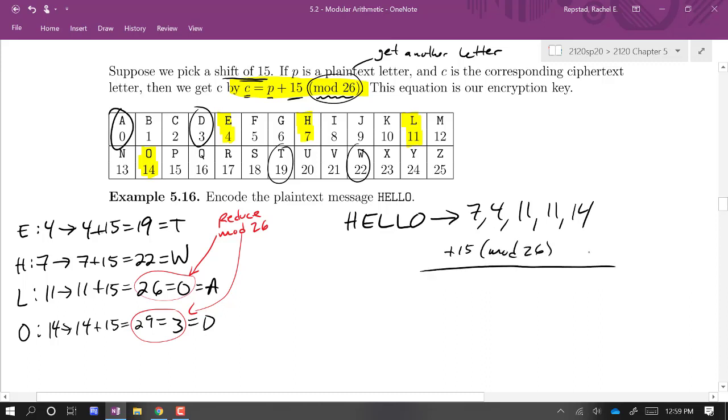that gives us 22, 19, 0, 0, 3, or WTAAD. So hello encrypts to WTAAD, if that's how we say that.